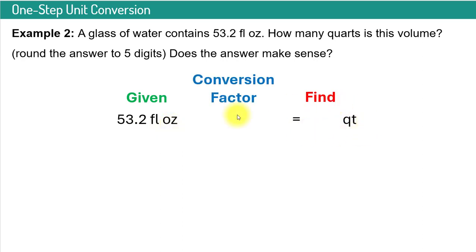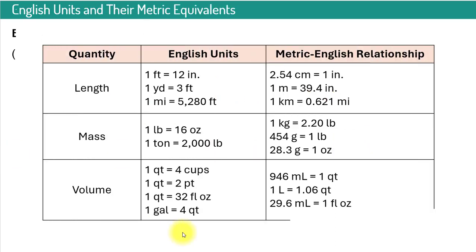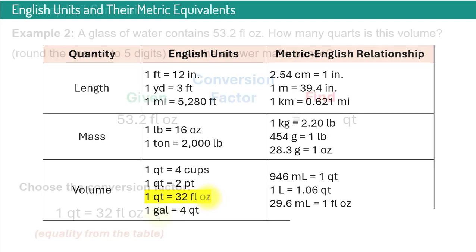Once again, this will be done by obtaining a conversion factor. Notice how both are English units, so we need to refer to the table of English units. Here it is. Here we have units of length and mass, but we need units of volume. These are some of the relationships involving quarts, but the one we need is between quarts and fluid ounces. Here it is. Let's copy this equality.